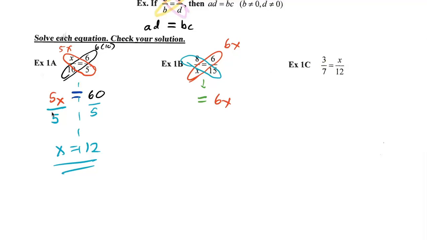So I'm going to do 8 times 10 is 80. 8 times 5 is 40. 80 plus 40 is 120. So I get 6x equals 120. And then we have this equation to solve.